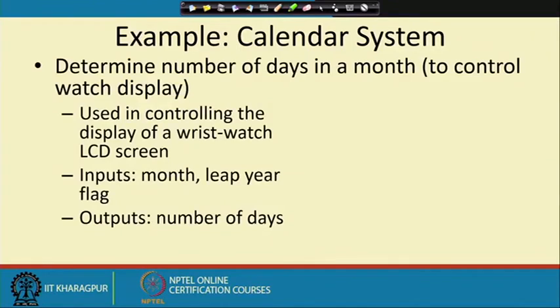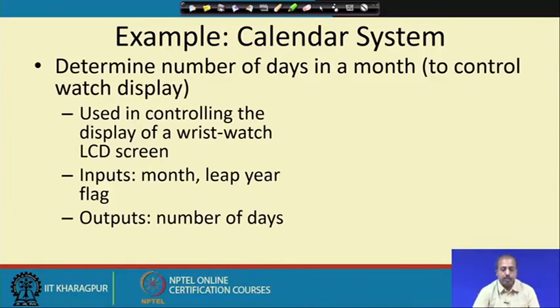Next, we will be looking into a few examples of combinational logic design. The first example is determining the number of days in a month to control a watch display, used in controlling the display of a wristwatch LCD screen. Inputs are the month and the leap year flag, and the output is the number of days. So, you give the month and the leap year flag, and it will output the number of days.